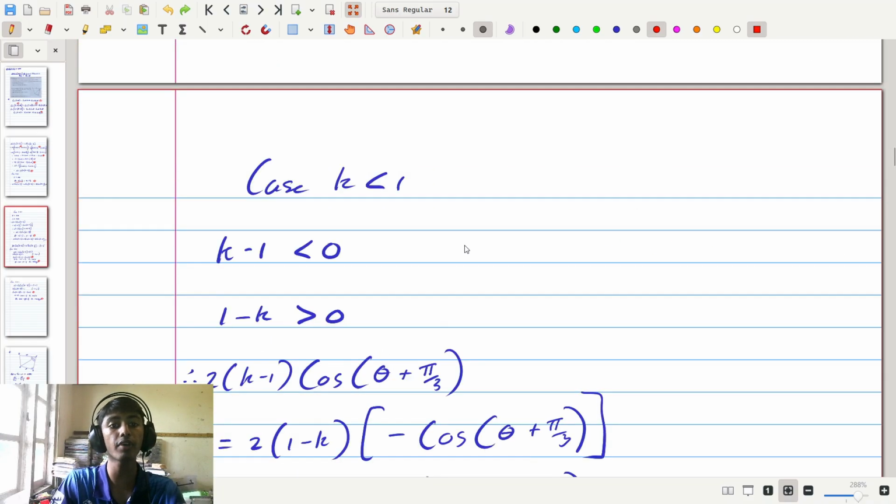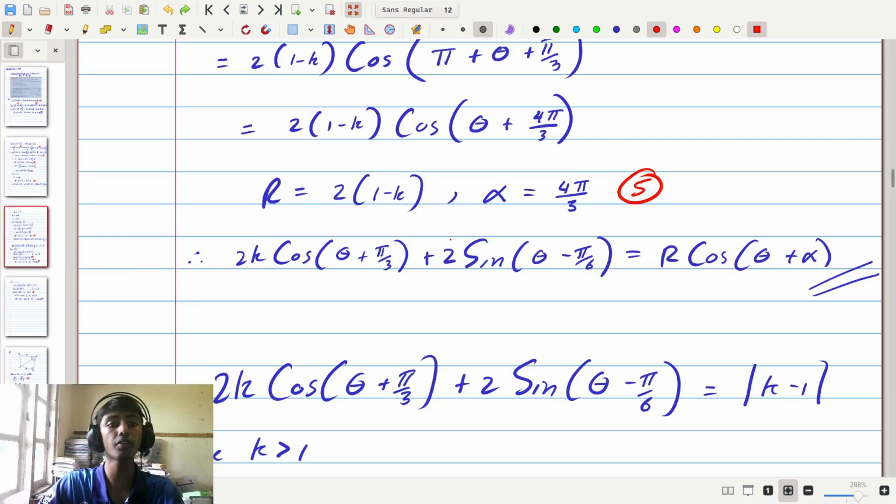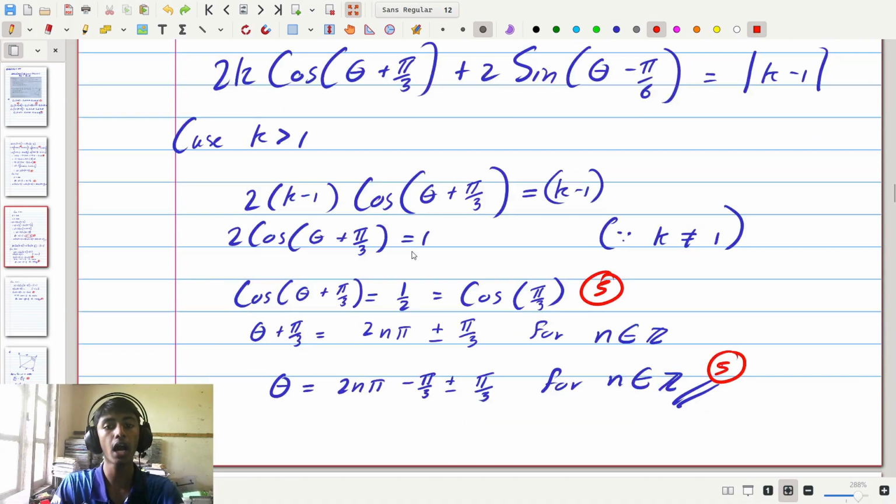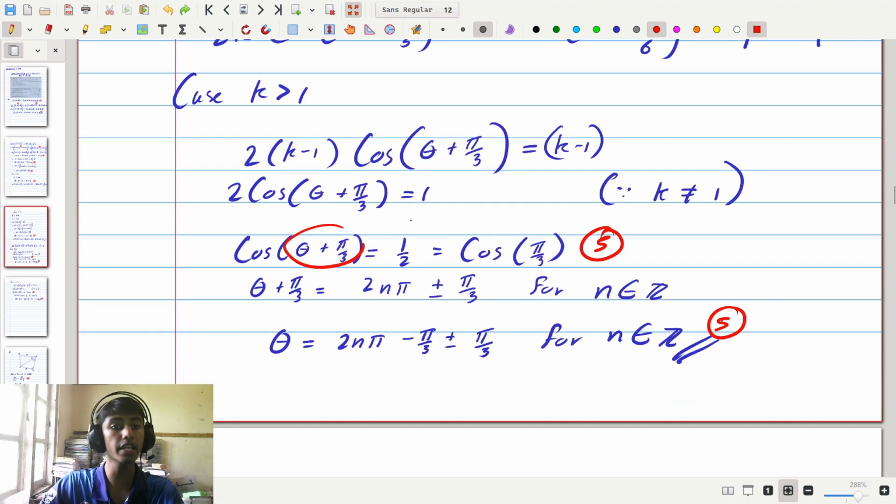And for the second case where k is less than 1, when you write down that r must be equal to 2 times 1 minus k and alpha is equal to 4 pi by 3, you get another 5 marks. Now after that, when you then solve for the two cases, for the first case, when k is greater than 1, when you solve and eventually get that cosine of theta plus pi by 3 must be equal to cosine of pi by 3, you get 5 marks.